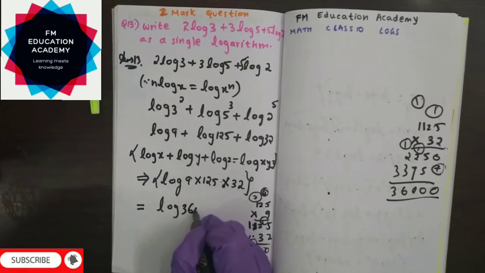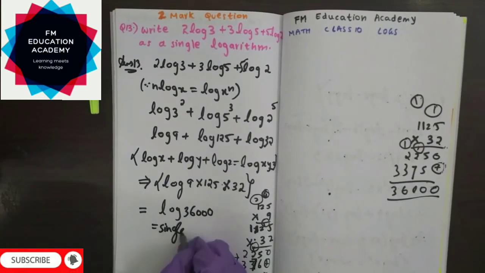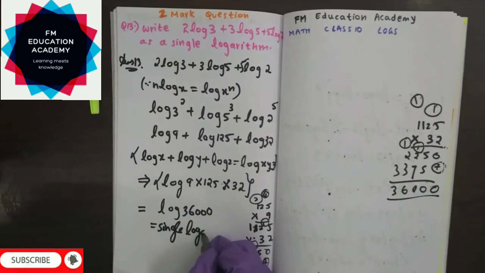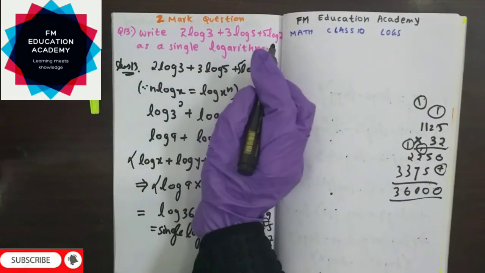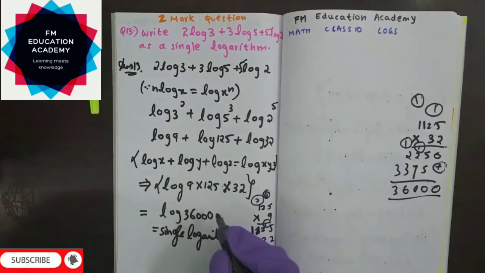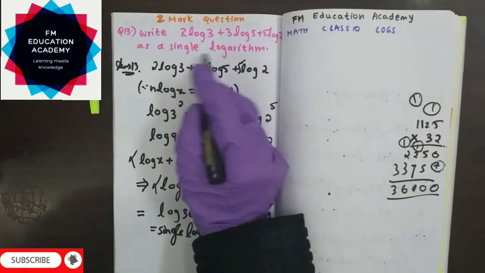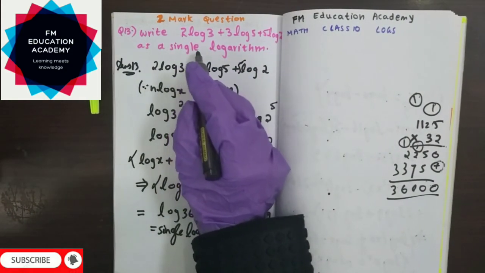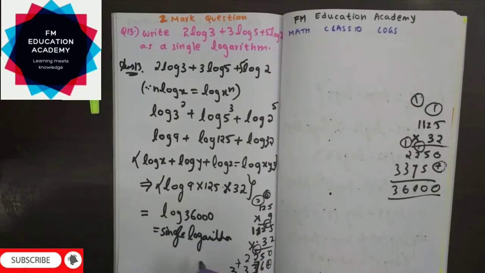So log 36,000, that is I am getting a single logarithm now if I see. Why single logarithm? Because this whole big expression 2 log 3 plus 3 log 5 plus 5 log 2 I have reduced and simplified as log 36,000. There is only one value. So I have satisfied the question, that is I have expressed it as a single logarithm. I got the answer log 36,000. This is my single logarithm.